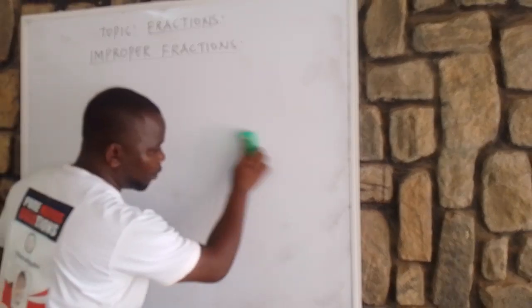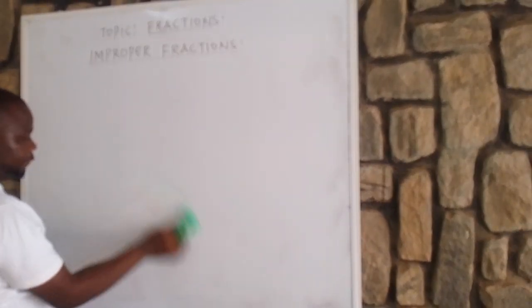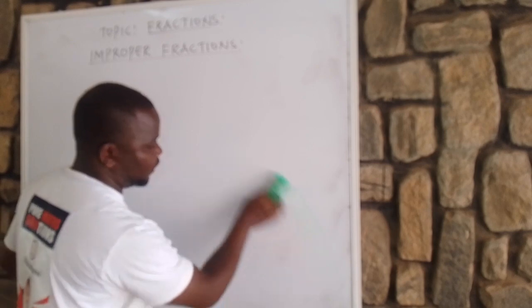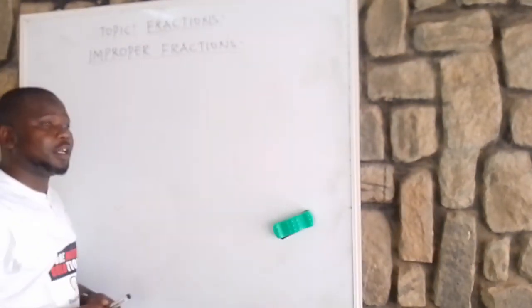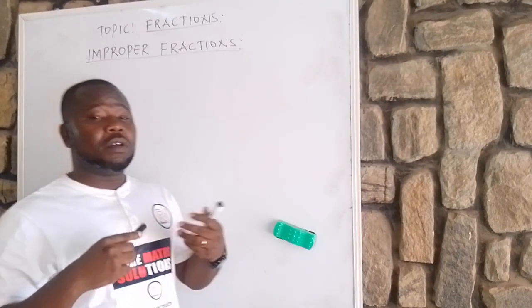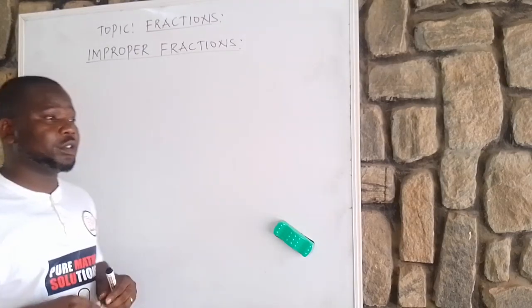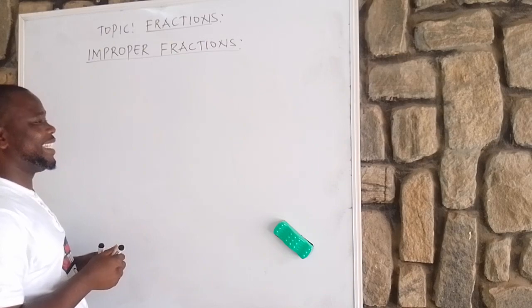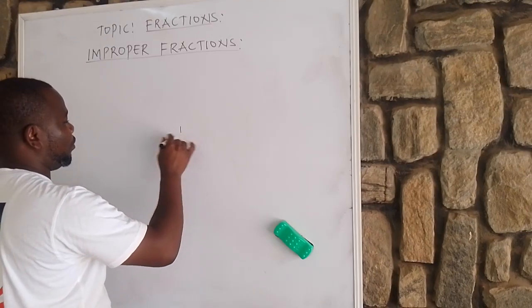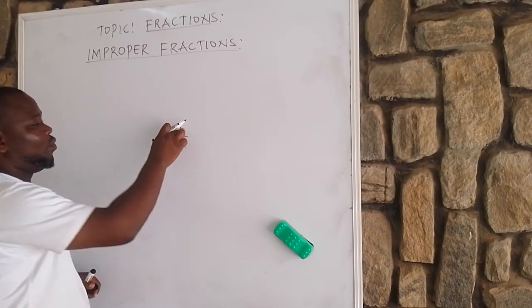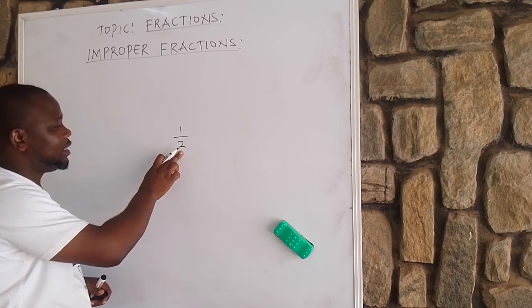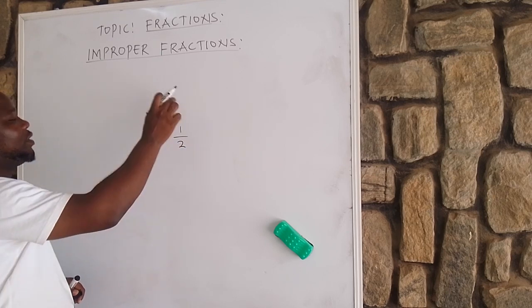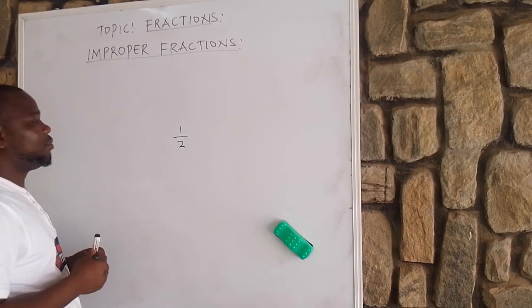We are able to learn and understand proper fraction. Let me repeat it all over again. When we say proper fraction, it means the numerator is always lesser than the denominator, that is 1 all over 2. You see that 1 is lesser than the denominator. The denominator is always greater. That is proper fraction.